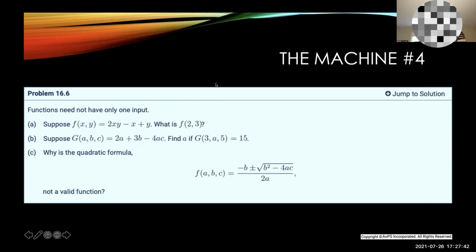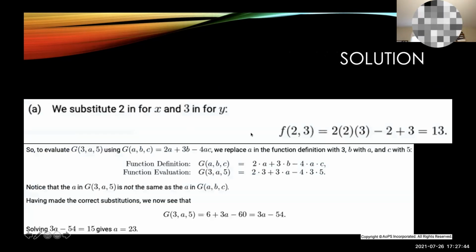Okay, I'm going to explain this question out now. So for the first one, just put in 2, 3. When you do that and you solve the equation, you get 13. Part B is a little more complicated.